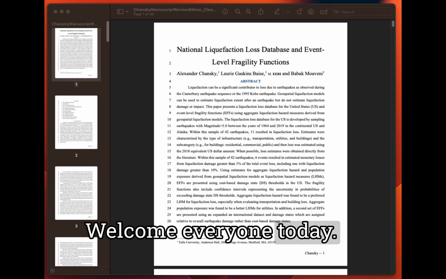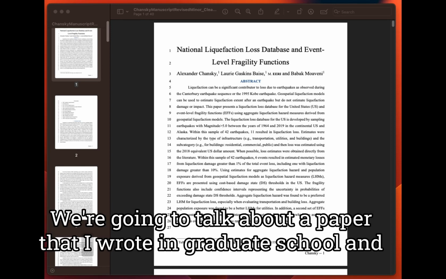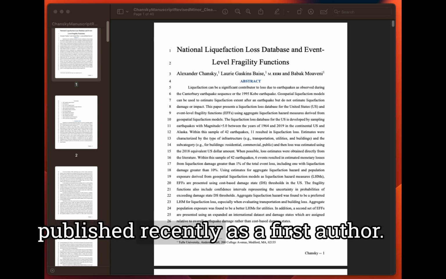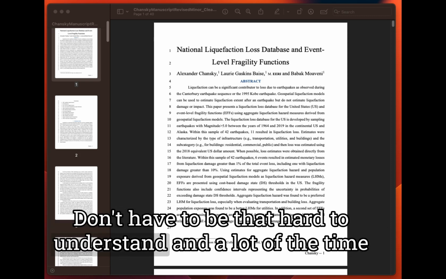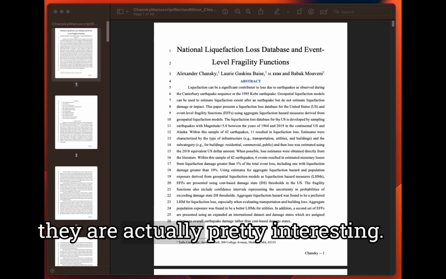Welcome everyone. Today we're going to talk about a paper that I wrote in graduate school and published recently as a first author. One of my goals today is to show you all that scientific papers don't have to be that hard to understand, and a lot of the time they are actually pretty interesting.